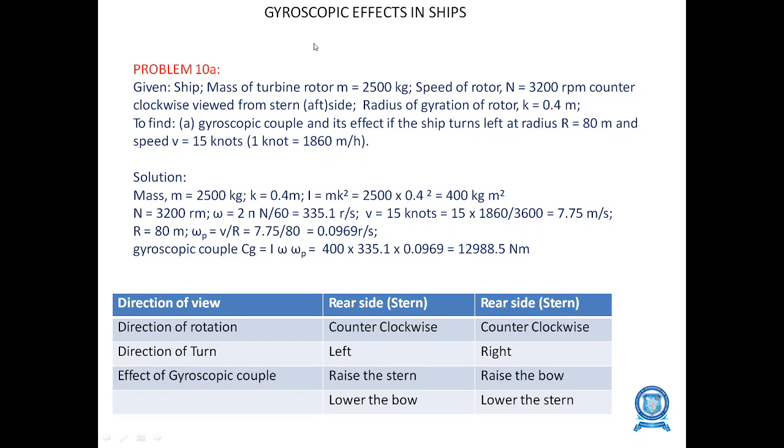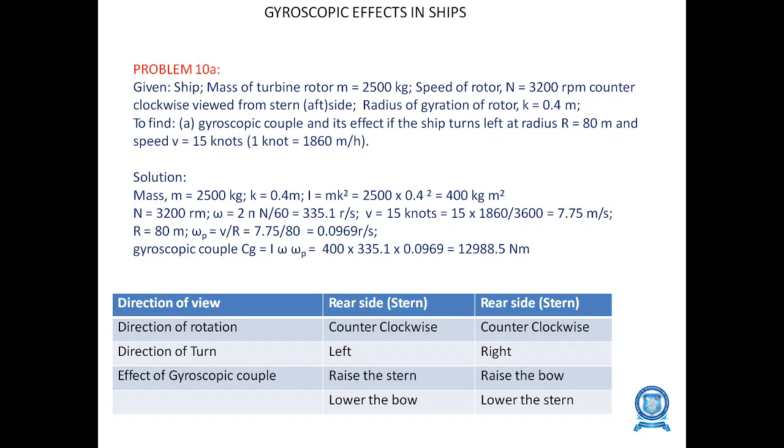The first problem is about the gyroscopic effect in a ship. Given the mass of the turbine rotor is 2500 kg, the speed of the rotor is 3200 rpm, which moves in a counterclockwise direction when viewed from the stern, aft side. The k value is 0.4 meters. Find the gyroscopic couple and the effect if the ship turns left at a radius r of 80 meters and a speed of 15 knots. 1 knot is 1.86 miles per hour.